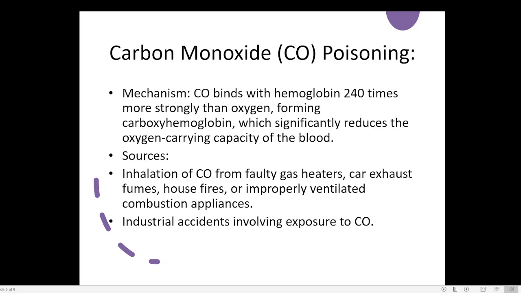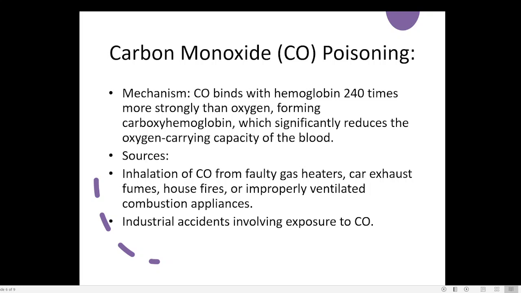What are the sources that can lead to carbon monoxide? Inhalation of carbon monoxide from a faulty gas heater. In our area, gas heaters are not popular, but in European countries, or if we go to Canada or such areas, during the winter time we have to turn on the heater. In many houses, heaters work using gas, and gas leakage can sometimes produce a lot of carbon monoxide.